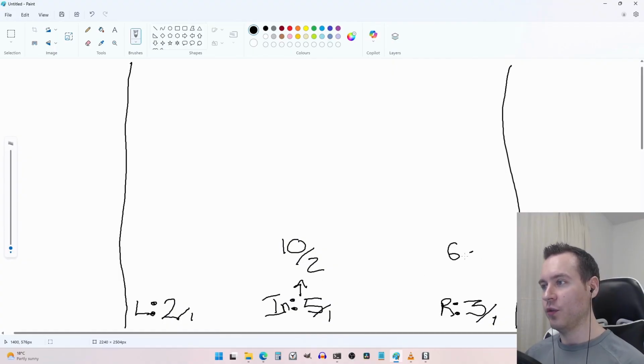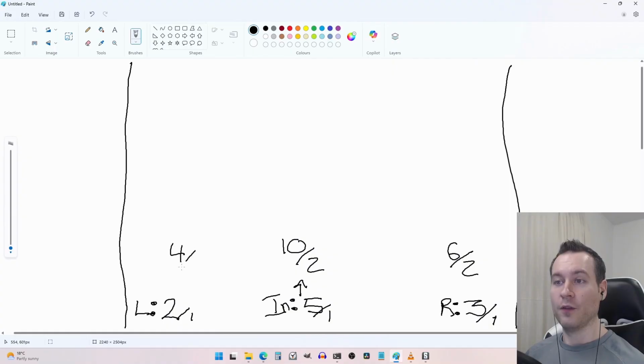The new right will be 6/2. 3 times 2 is 6, 2 times 1 is 2. The new left will be 4/2. 2 times 2 is 4, 2 times 1 is 2.